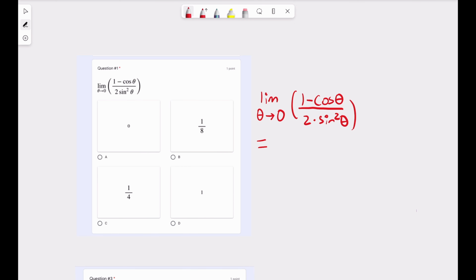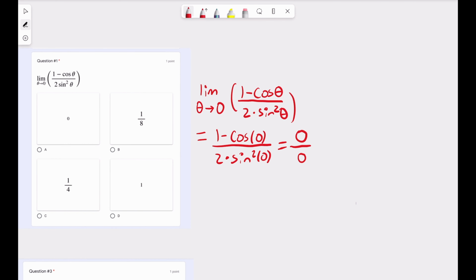So when we plug in 0, we will get 1 minus cosine of 0 all over 2 times sine square of 0. And cosine of 0 is just 1. So 1 minus 1 is 0. And then all over sine of 0, which is 0, square that is 0. And then times 2 is also 0. So we have 0 over 0. And that is an example of an indeterminate form.